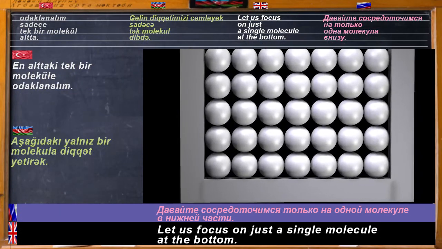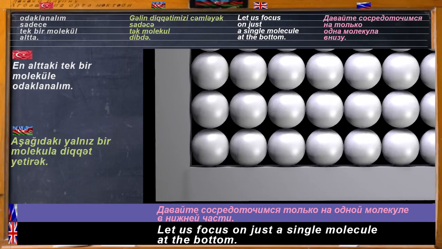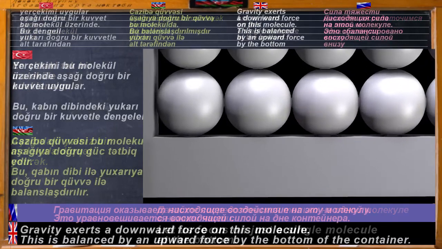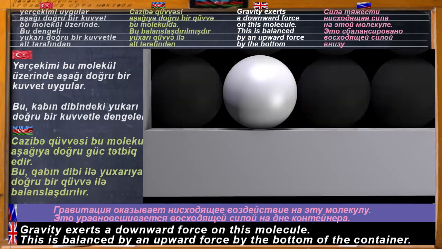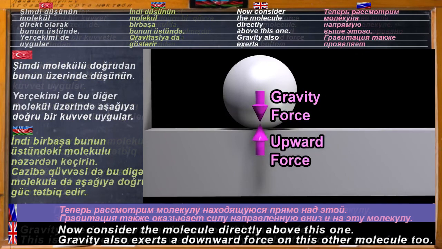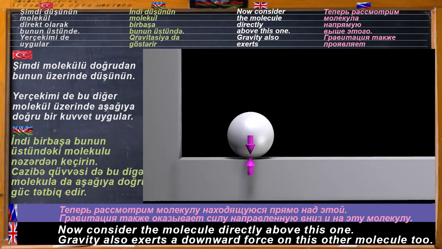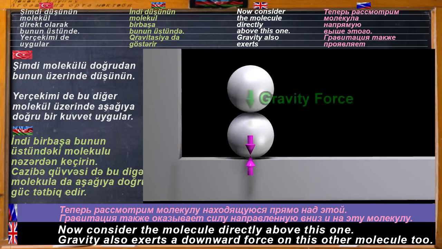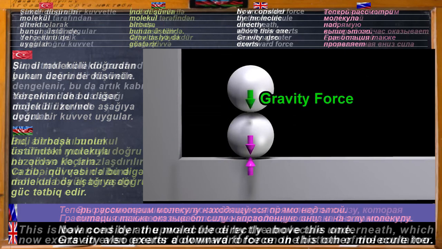Let's focus on just a single molecule at the bottom. Gravity exerts a downward force on this molecule. This is balanced by an upward force by the bottom of the container. Now consider the molecule directly above this one. Gravity also exerts a downward force on this other molecule too.